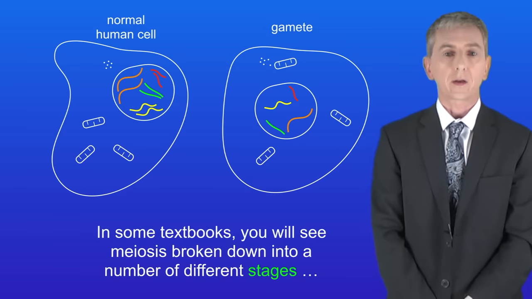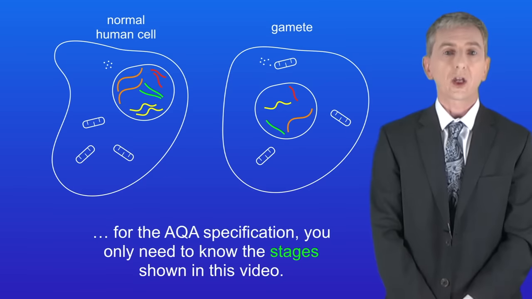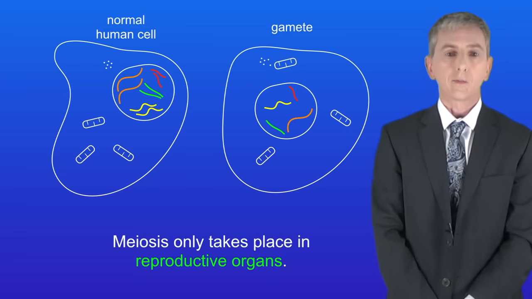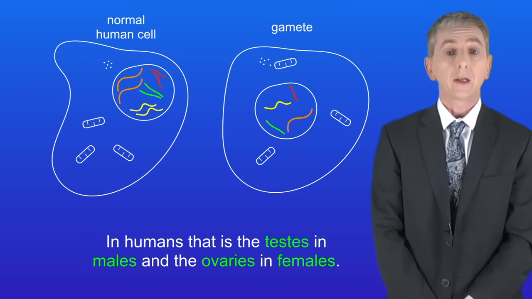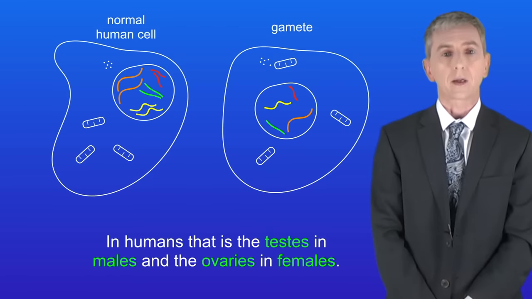Now, I should point out that in some textbooks, you'll see meiosis broken down into a number of different stages. However, for the AQA specification, you only need to know the stages I'm showing you in this video. The first thing to remember is that meiosis only takes place in reproductive organs. In humans, that's the testes in males and the ovaries in females.